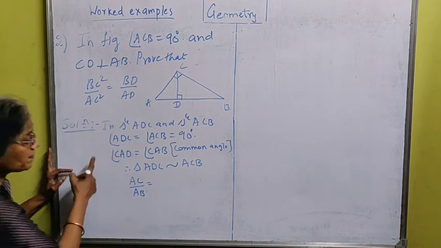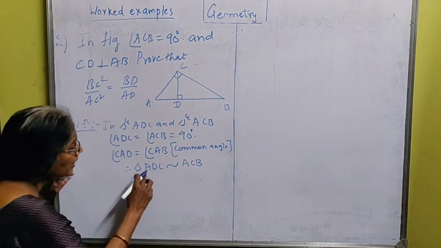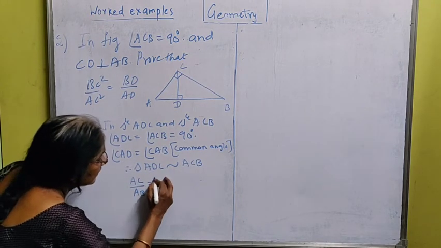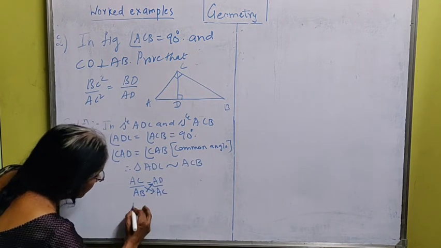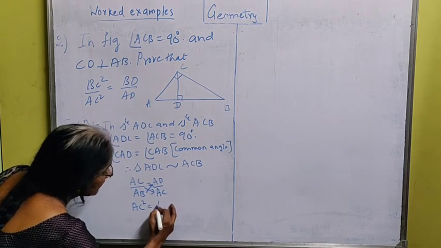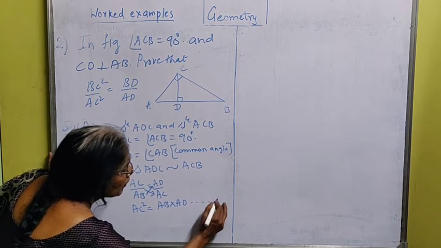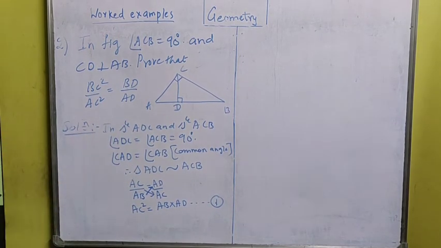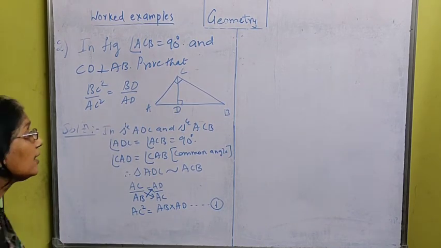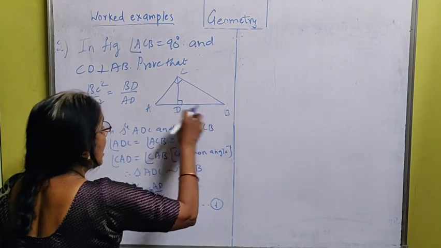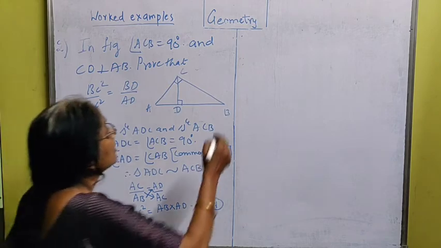Now cross multiplication, AC should go down. So AC should go down means what should come? AD by AC. AD by AC. So by cross multiplying, I will get AC square is equal to AB into AD. This is equation number 1. So got it? AC square is equal to AB into AD. Now we take the other two triangles. Which are the other two triangles? CDB and ACB. We are going to prove they are similar. So that we are going to write it down.